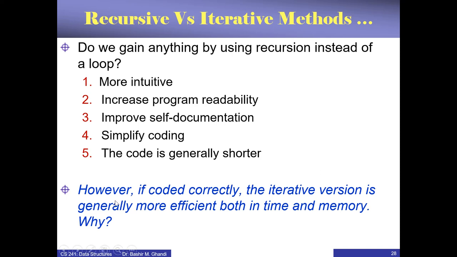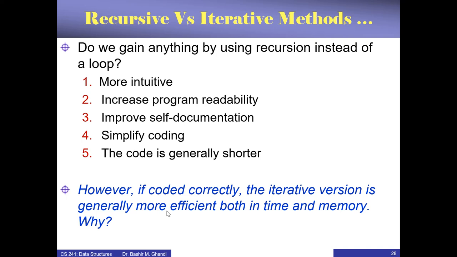This is the issue. However, if coded correctly, the iterative version is generally more efficient, both in terms of time and memory. Why is that? As we have just seen, looking at the several examples already discussed, there are a lot of activation records being created. Because when you make a call, you have to delay the final answer until you finish another call. So that will make an activation record to be created.